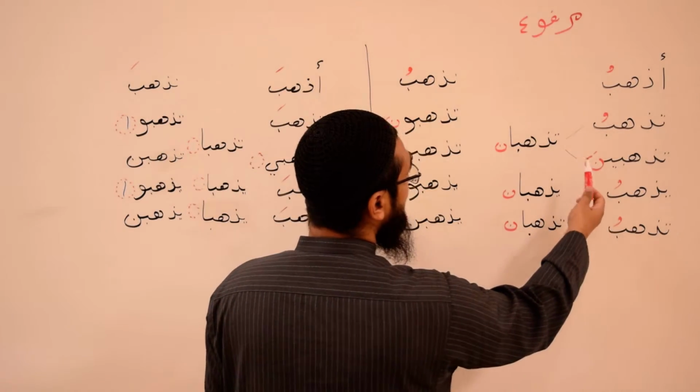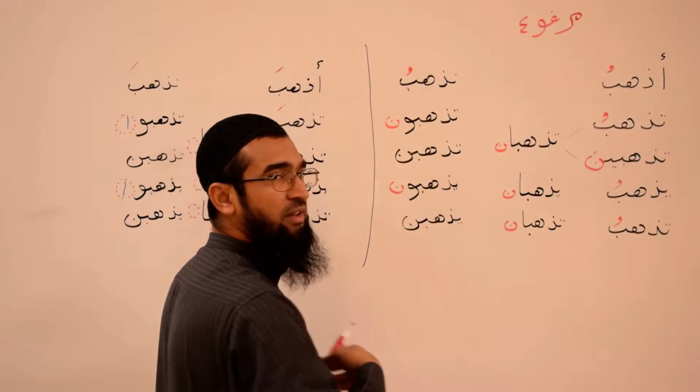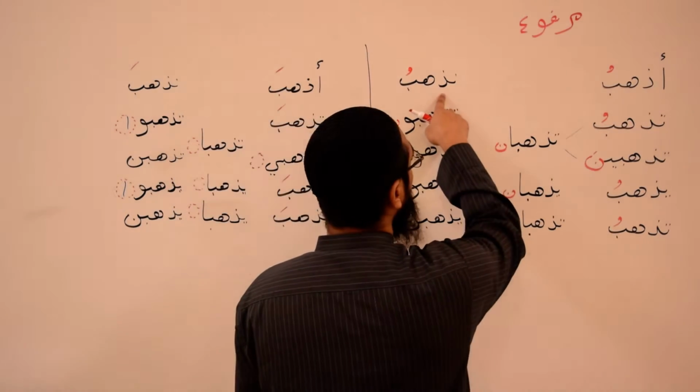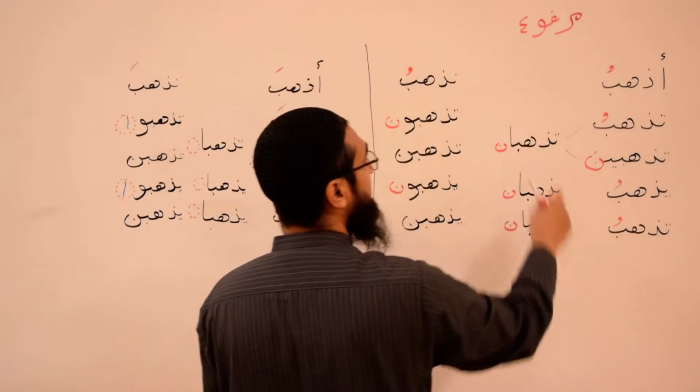So if you want to say I go, it will be ana adhabu, right? And we go, nadhabu. What if it's 2 people, both of us? We also use nadhabu, right? So there's no need to put a form here. There is no form. There's nothing here.